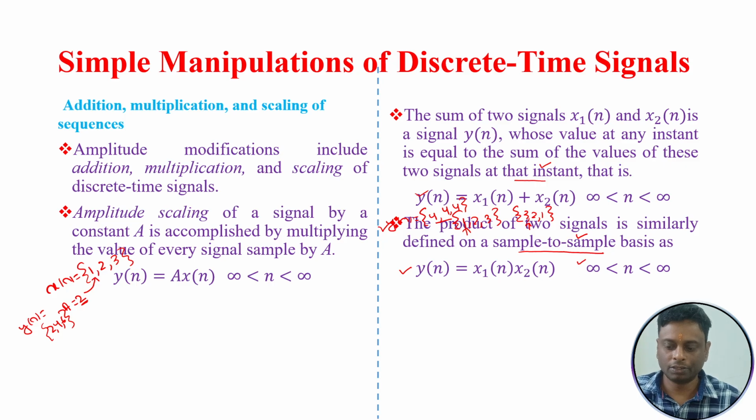So we have seen the time scaling property, the time shifting property, and the time reversal property. Then we have seen the amplitude modification, like addition, multiplication, and scaling. These are very important from the exam point of view.